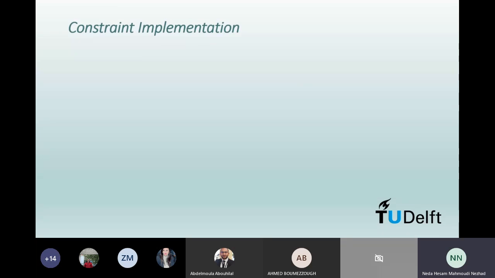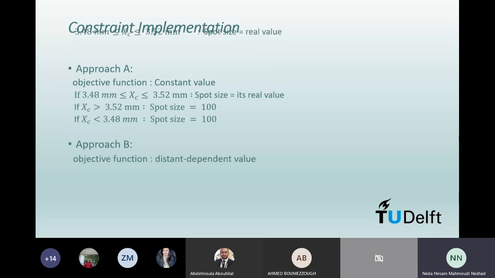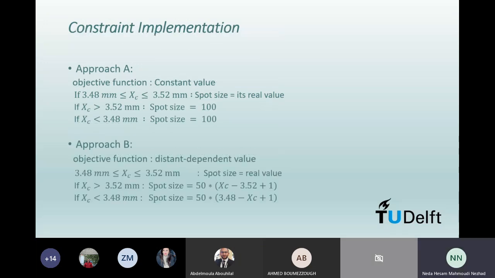And then for the constraint implementation, there were two approaches that we took. We call them approach A and approach B. The constraint, as explained before, is to have the image position at a fixed place. It can have some tolerance, and then the condition can be written as XC, which is the image position, to be between 3.48 millimeter and 3.52 millimeter.